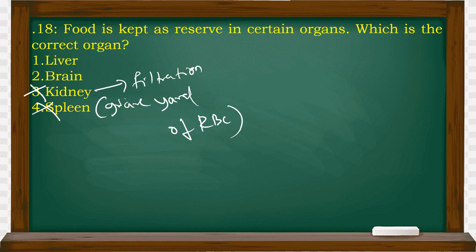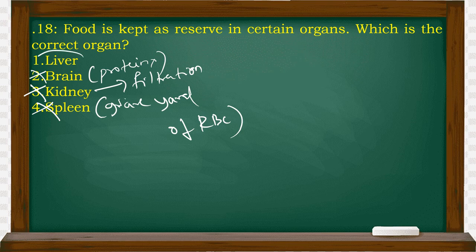Second option, brain. Brain is actually the central unit of the nervous system, which helps in the controlling and coordination of the entire body, but brain never stores any food. It would store certain proteins, which are called memory proteins, that are helpful in the process of recapturing things, but it never stores any food. So the brain cannot be the correct answer.